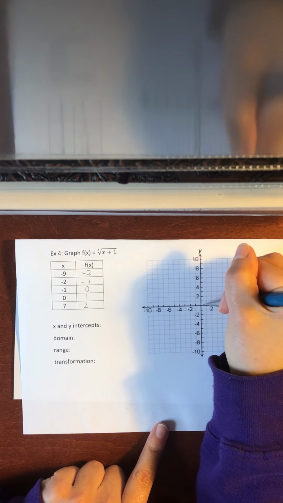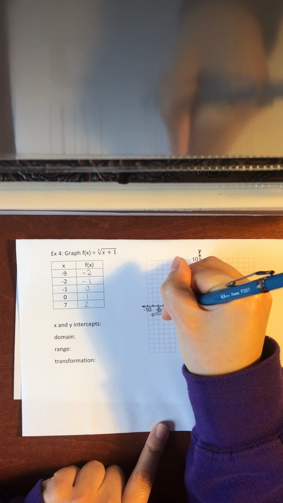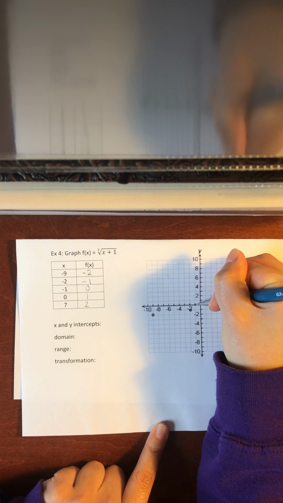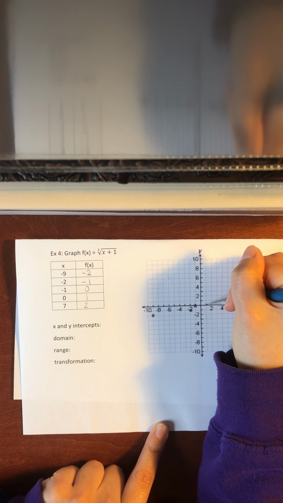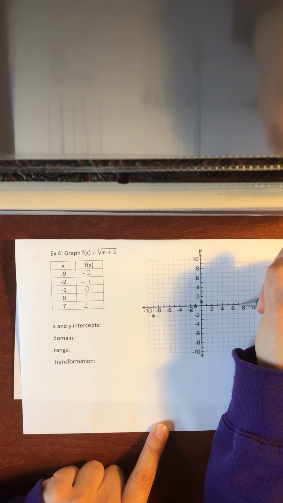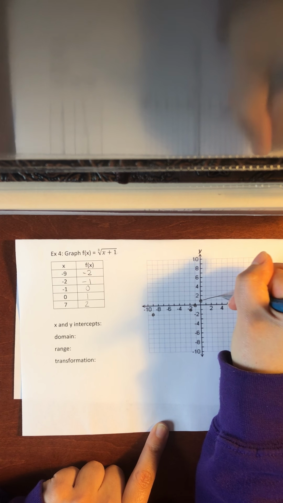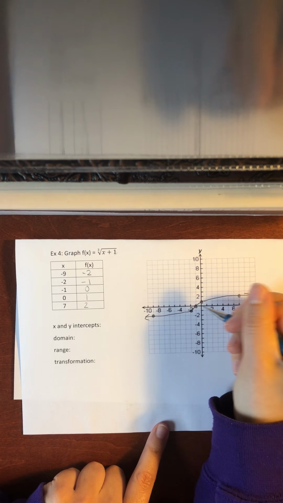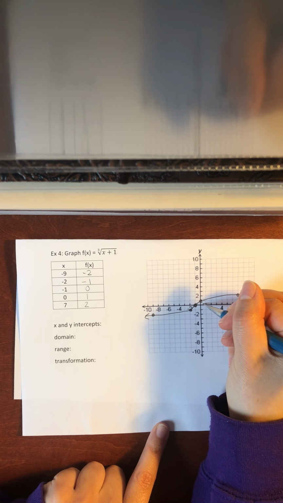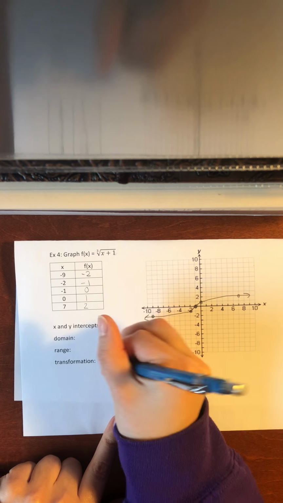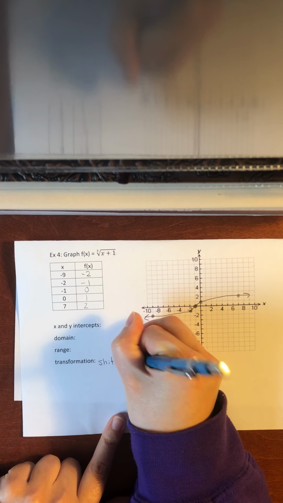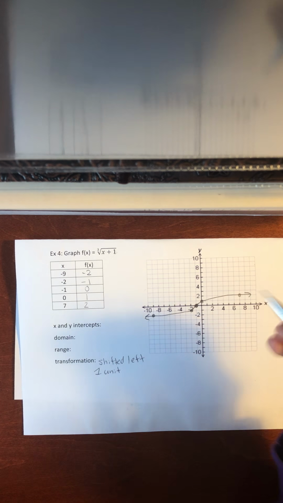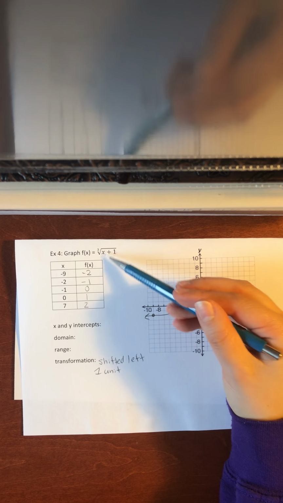Now let's graph these points. So we have negative 9, negative 2. We have negative 2, negative 1. We have negative 1, 0. We have 0, 1. And we have 7, 2. Okay, makes sense because I usually could see this kind of center point here is shifted left 1, right? So shifted left 1 unit is the transformation.